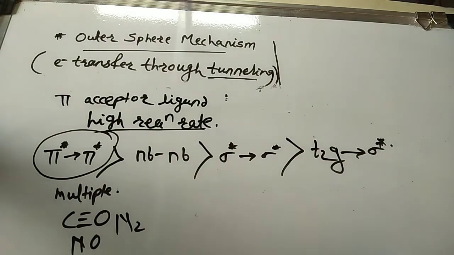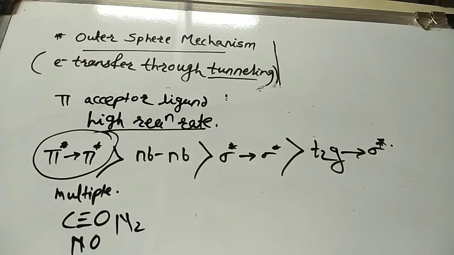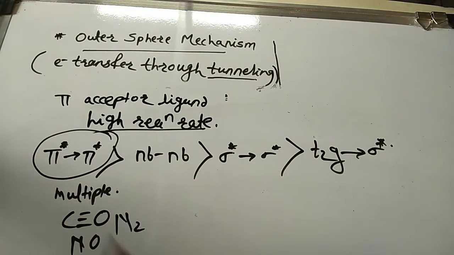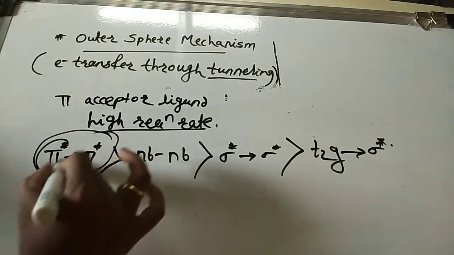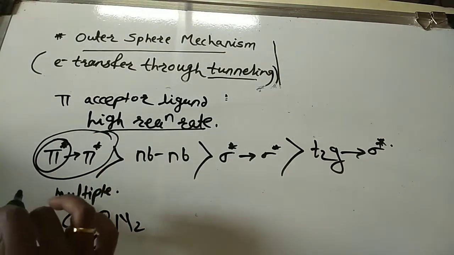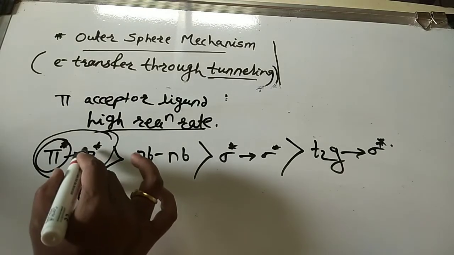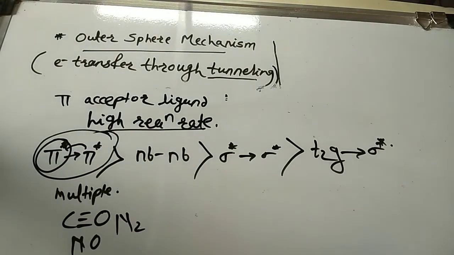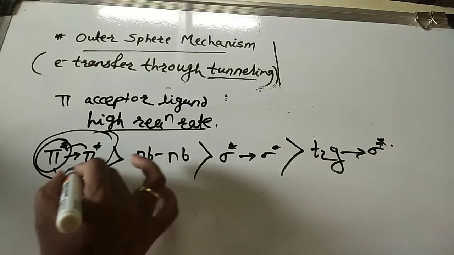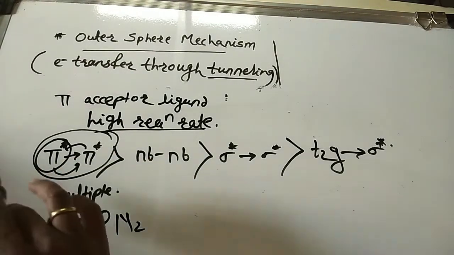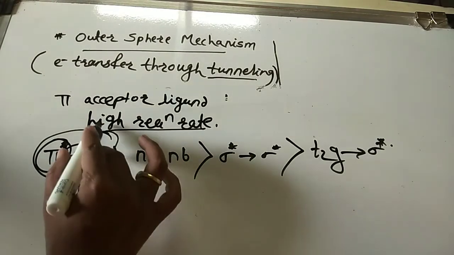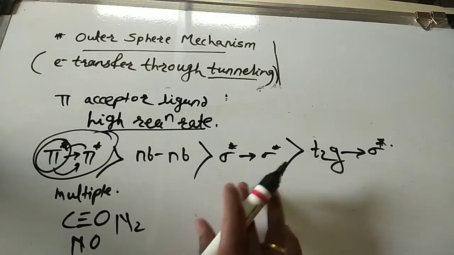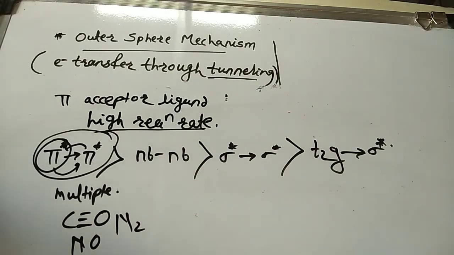So the multiple bond carries the pi to pi star transition. Why? Because the pi star has a vacant orbital, and therefore it can easily accept the electron from the metal ion. It shows the transfer of electron from pi to pi star, and this shifting of electron occurs easily, therefore it shows the high reaction rate as compared to the other types of transition.